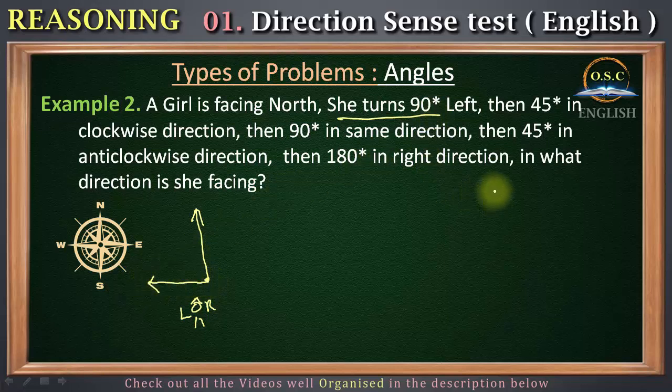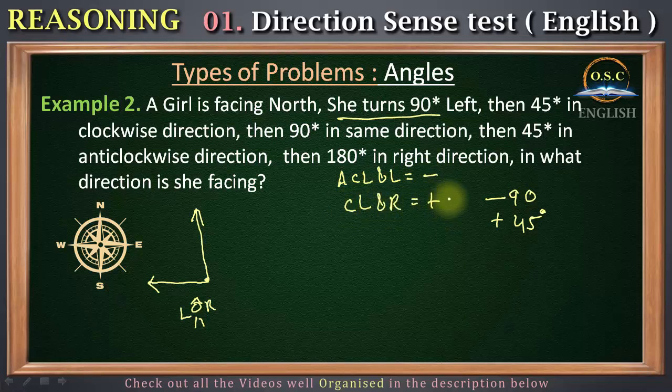So what do we have here? Towards her left will be minus 90 degrees. She then turns 45 degrees in clockwise direction. So we have given she has turned 45 degrees to the clockwise direction. So clockwise, as I've told you, anti-clockwise and left will always be minus, clockwise and right direction will always be positive. So this is how I'm calculating this stuff. So 45 degrees in clockwise direction. We know this now.